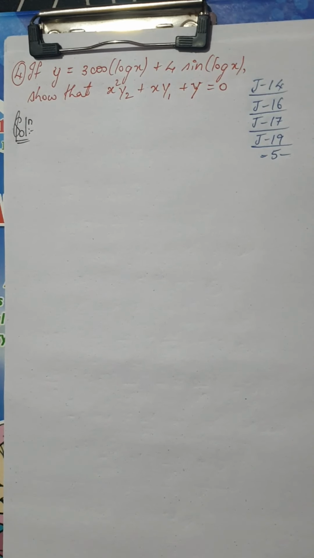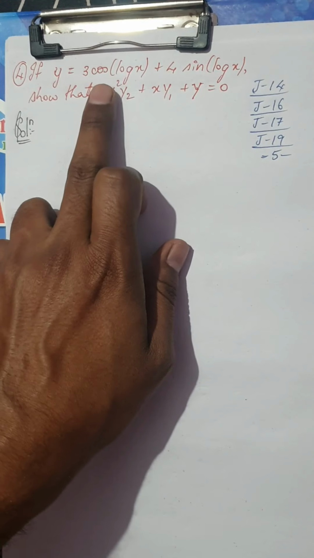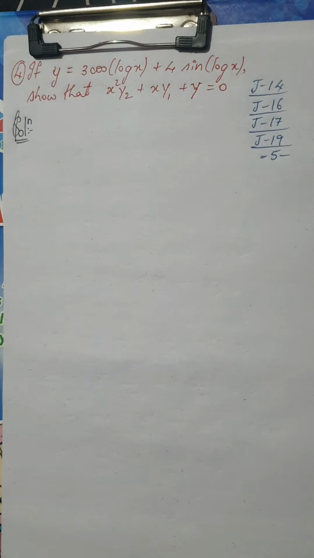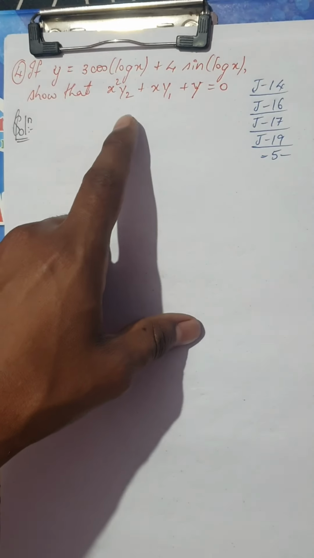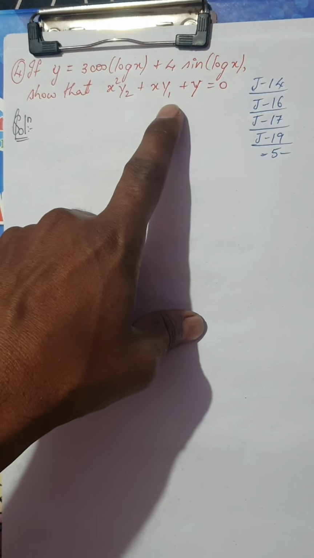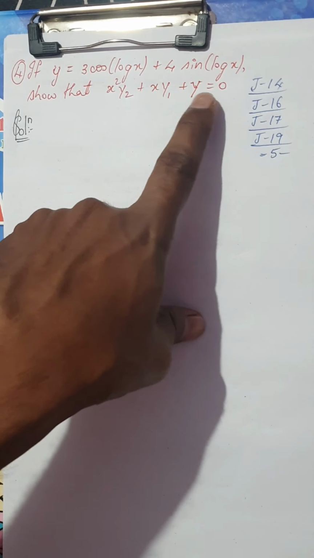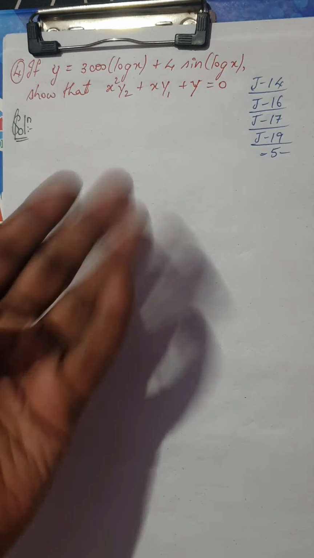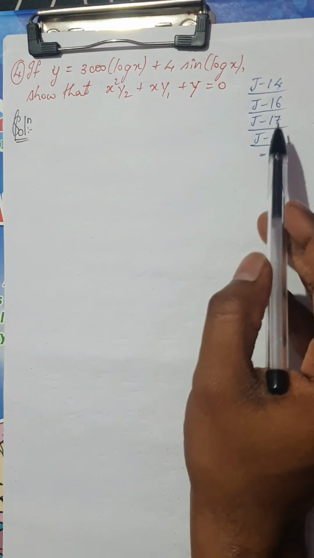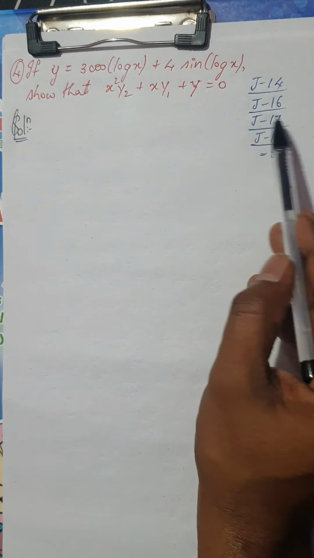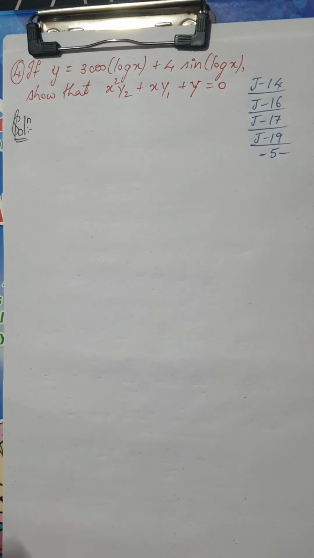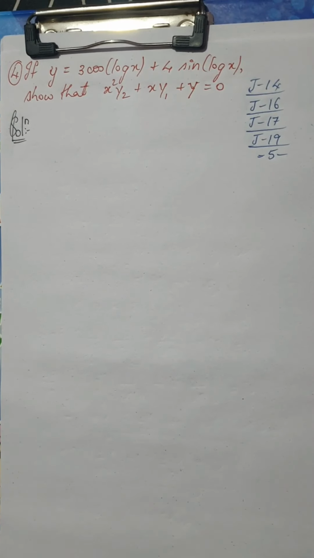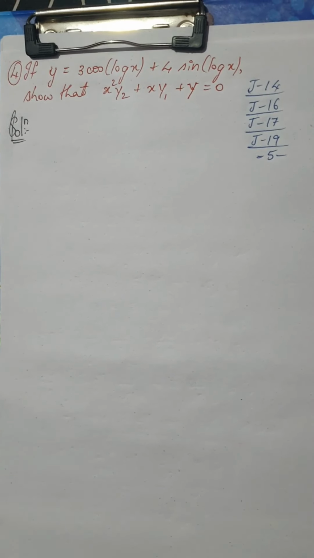Moving on to the fourth question, friends. I have y is equal to 3 cos of log x plus 4 sin of log x. I have to show that x square into y2 plus x into y1, that is the second derivative and first derivative, plus y is equal to 0. It looks like this was asked as a supplementary question in 2014, 16, 17, 19, but who knows, this may be asked this time for the March exam itself. So let's hope that this would be asked this year.